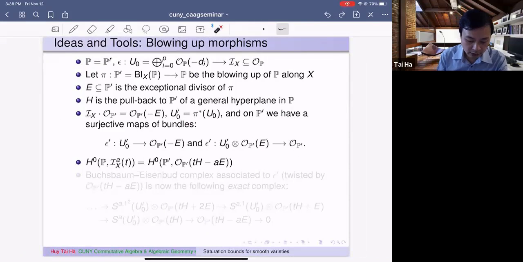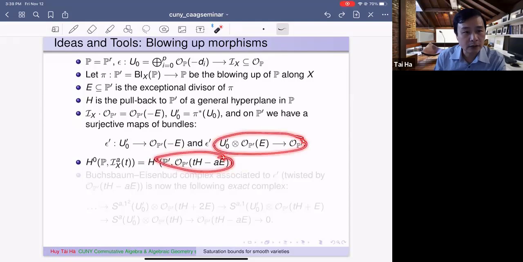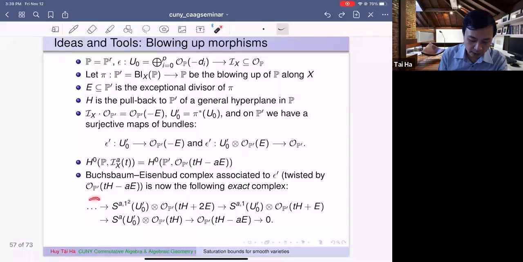The quantity that we are interested in is, of course, H0 of twists of the power of the ideal sheaf. In this case, you can also pull back to P prime, and this is the same as H0 of P prime, O_P' twisted by TH minus AE. One can obtain this by looking at this using the Buchsbaum-Eisenbud complex, then twisting by TH minus AE. If we do that, then we get this sequence, which, thanks to the Buchsbaum-Eisenbud results, we know is an exact sequence. Right?